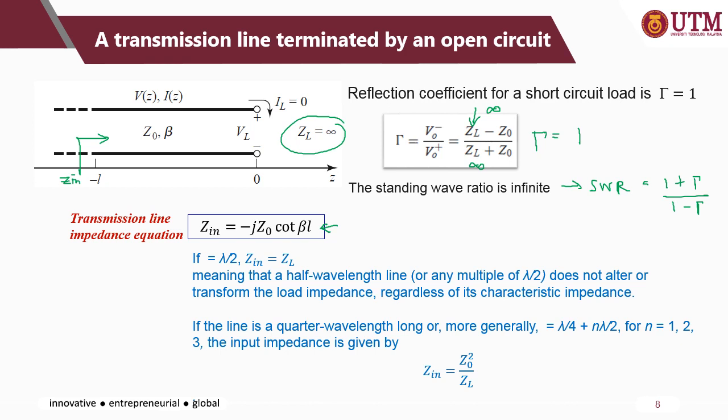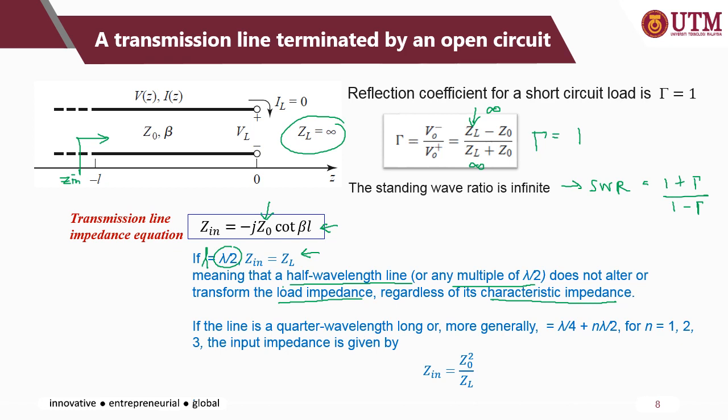If the L equals lambda over 2, then the Zin will be equal to ZL. So from here, if Zin equals ZL, meaning that at a half wavelength line, or any multiple of lambda over 2, between Zin and ZL there's no transformation. So there's no load impedance transformation or any changes on the load, regardless of the characteristic impedance. The Zin will be equal to ZL, doesn't matter what its characteristic impedance is, at L equal to lambda over 2.